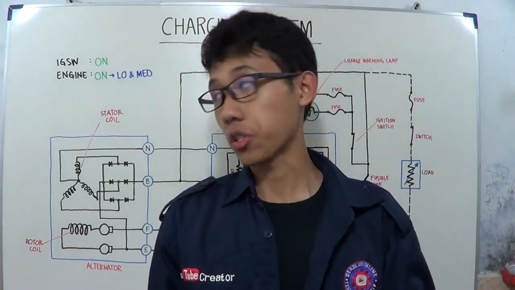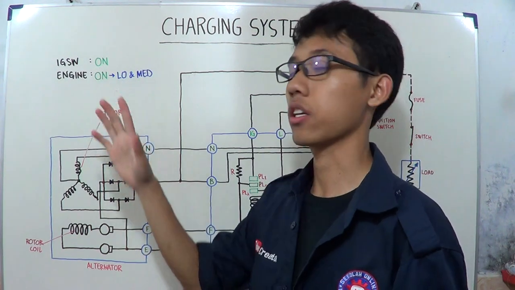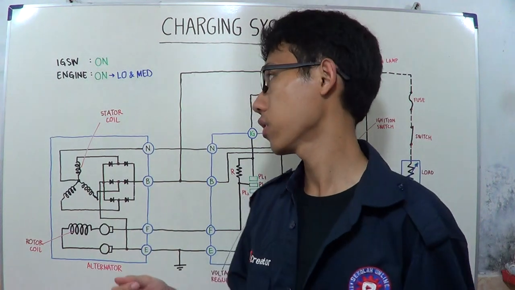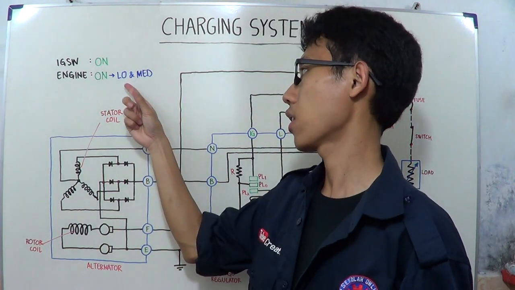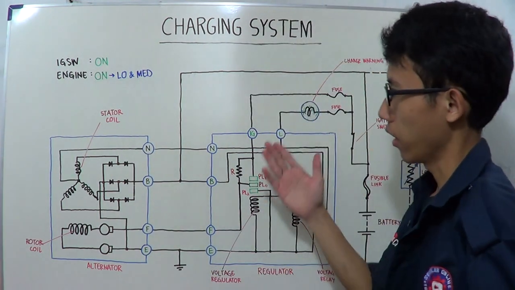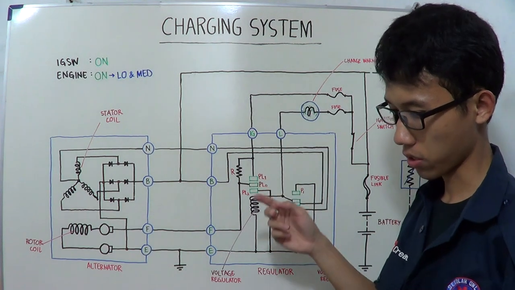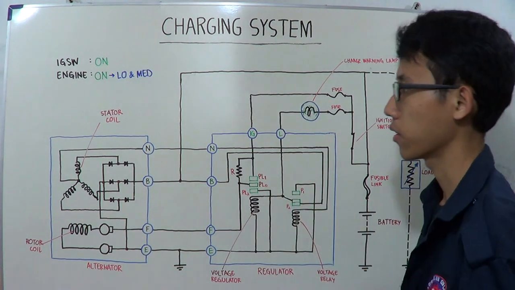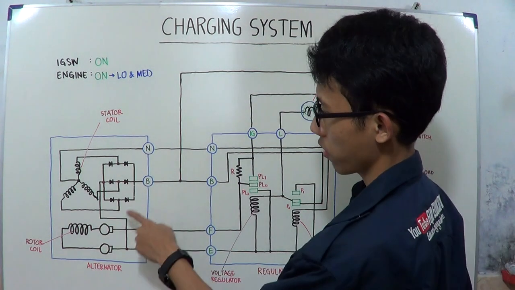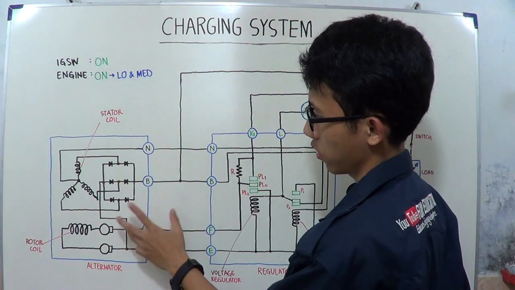Now, in the second condition, the ignition switch is turned on and the engine is running, or when you start the engine and the engine is running on low speed or medium speed. In this condition, there are three circuits that are working. The first, the neutral voltage. In the alternator, induction is happening.